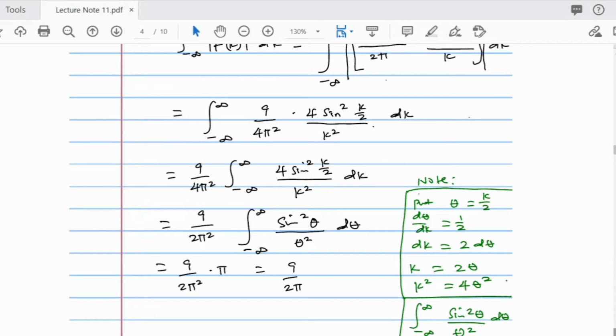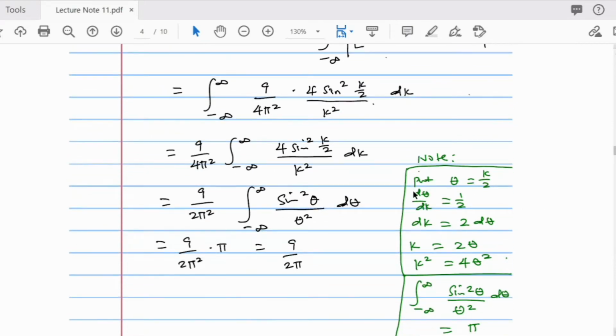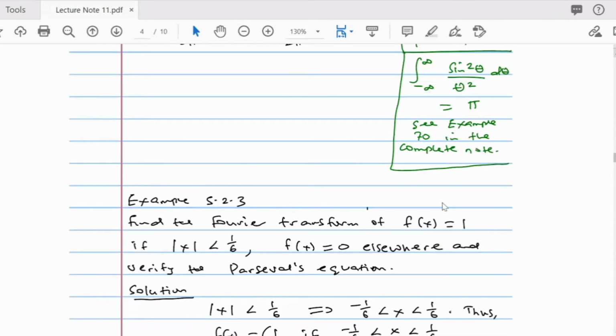If I put my theta as k over 2, then d theta over dk will be equal to 1 over 2, so dk is 2 d theta. K is 2 theta, k square is 4 theta square. If I substitute everything here, I will get, taken from minus infinity to infinity, sine square theta over theta square d theta. This is a standard integral. Whenever you integrate this, it's just the same thing as pi.